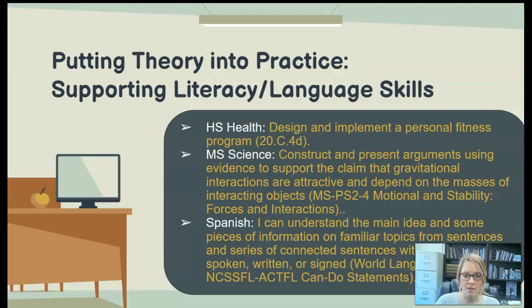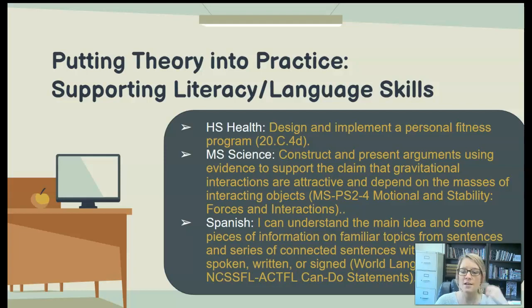So this may be something like having students look at a couple of different websites where they just learn more about how to design and implement a personal fitness program. So for all students, that may look like them going through and looking at the website and mining for information, and they may be able to just take notes on what should be included.